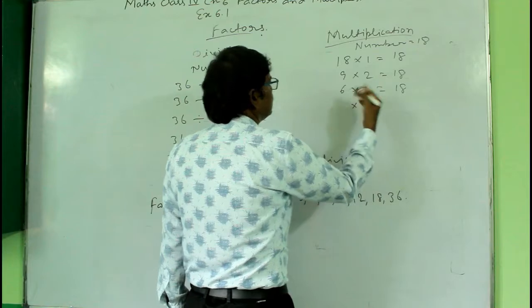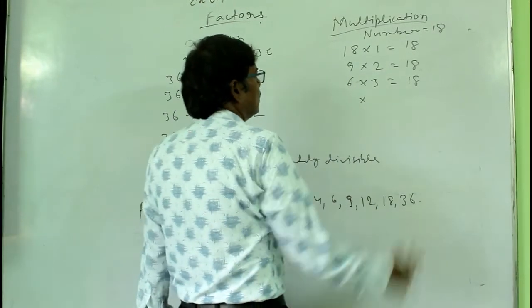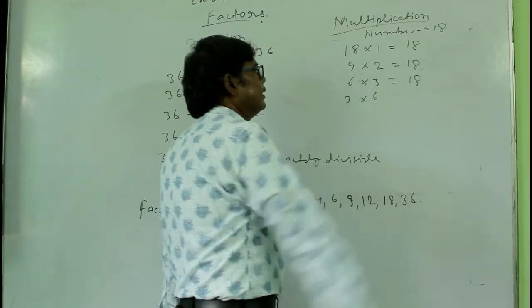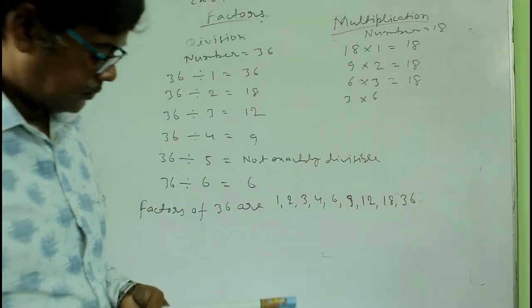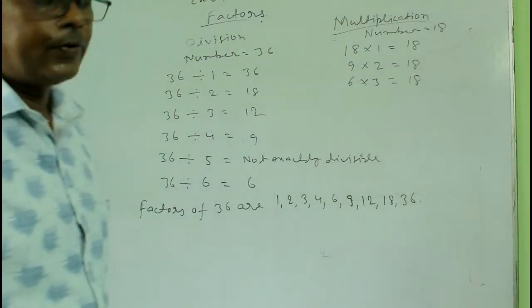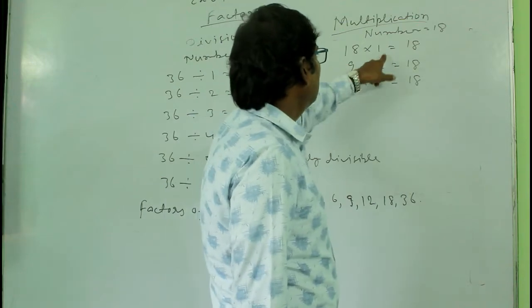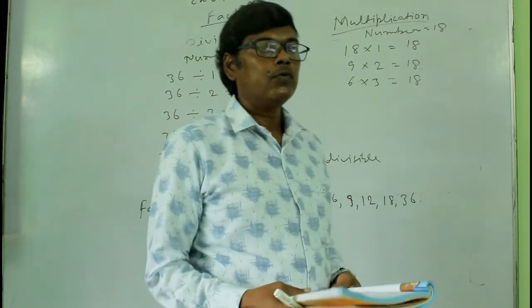And then after this, everything will be repeating. 6 into 3 is the same as 3 into 6, so again it starts repeating, and we will not do that. From these steps we can find all the factors: 1, 2, 3, 6, 9, 18. All these are the factors of 18.